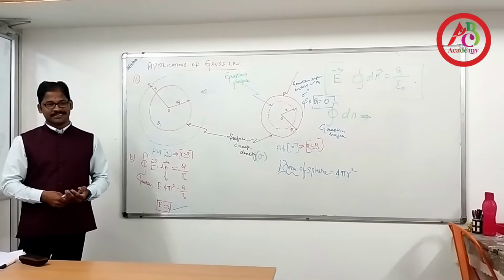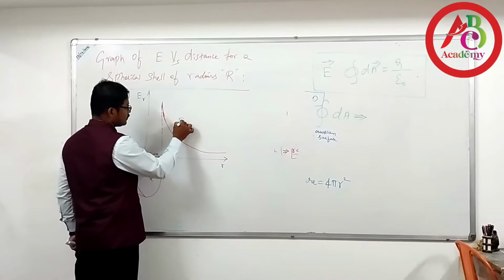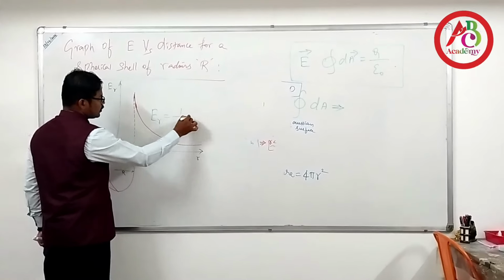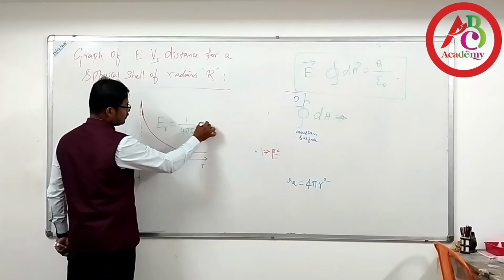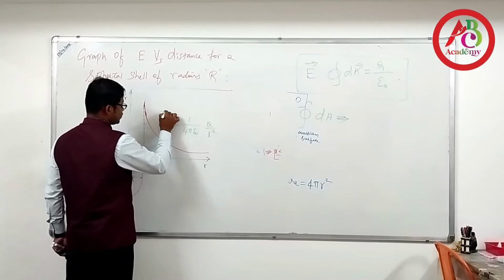Okay, so the formula is 1 by 4 pi epsilon naught, Q by r square. That's it.